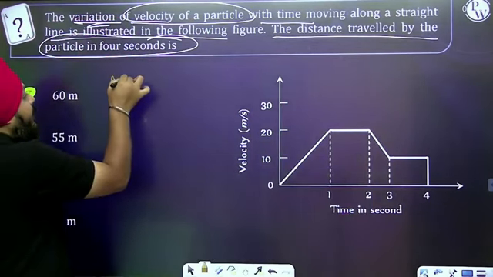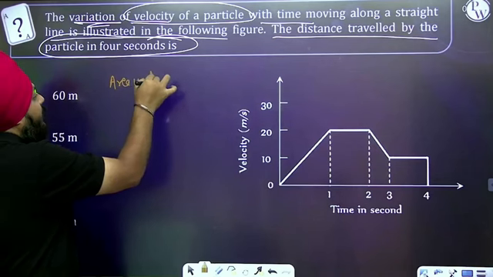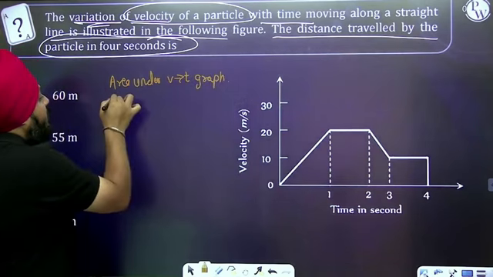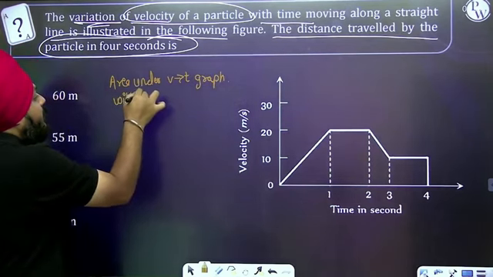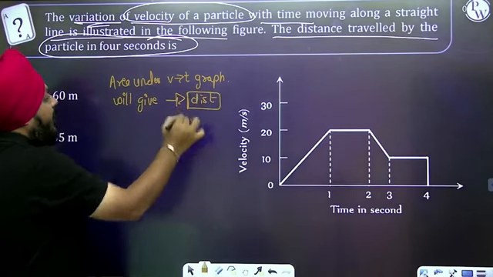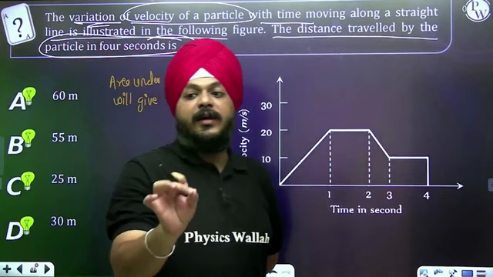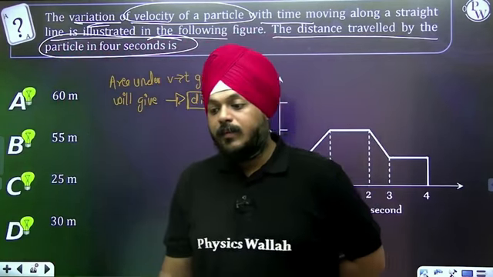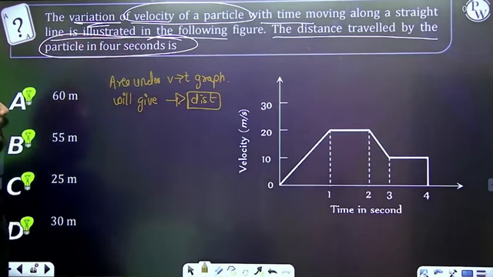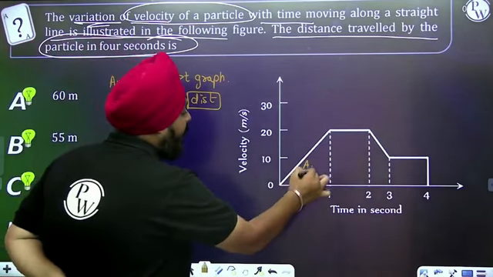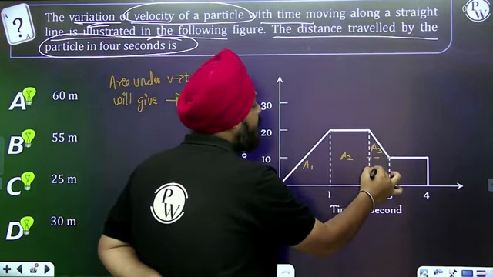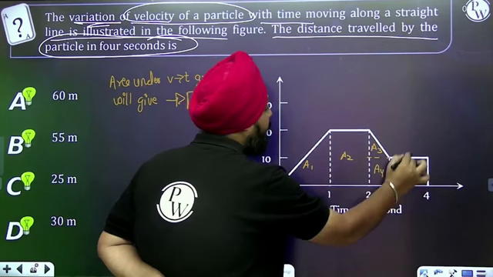The area under the graph will give distance. Yes or no? So how to calculate? This is area A1, this is area A2, this is area A3, this is area A4 and this is area A5.